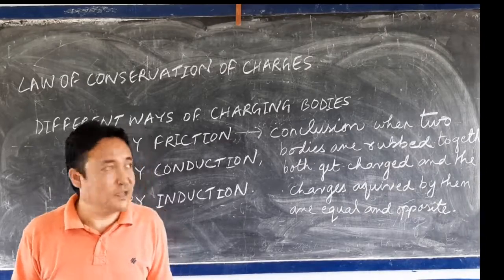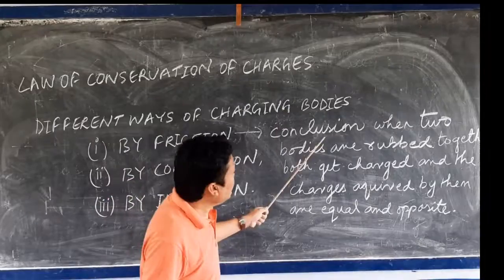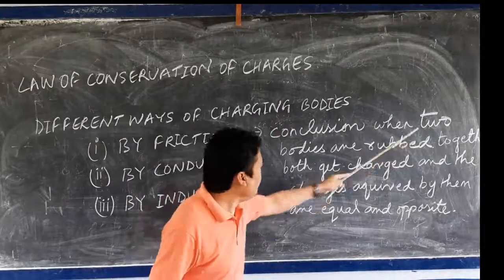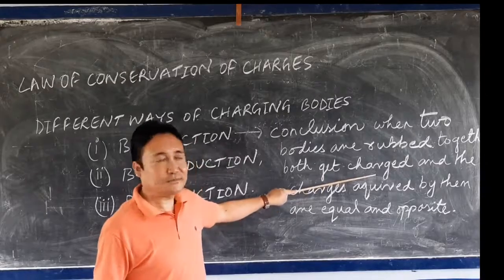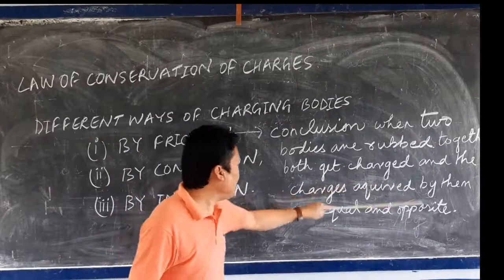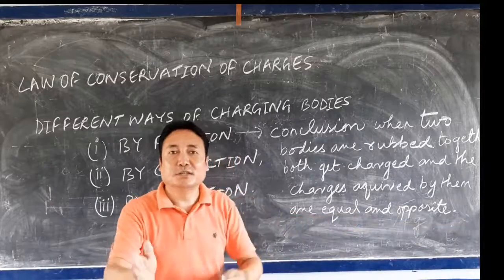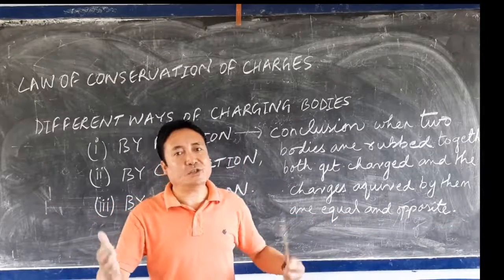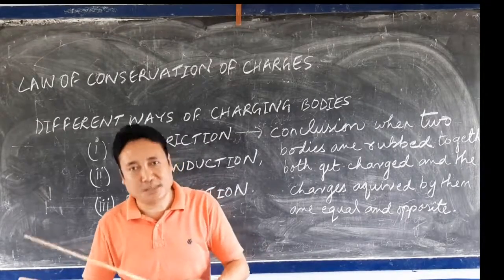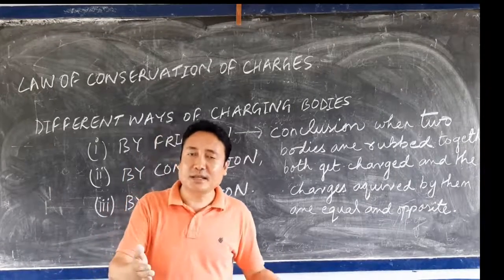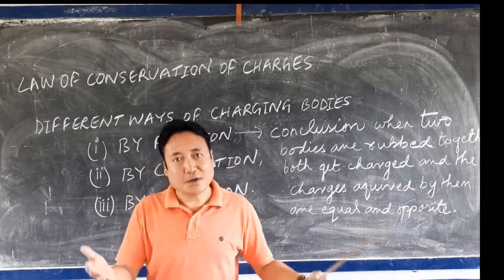Understood? So they behave as a charged body. So therefore, finally the conclusion comes here that when two bodies are rubbed together, both of them get charged, and the charges acquired by them are equal and opposite. When the two bodies are considered together, they behave as an uncharged body. But when they are charged separately, they behave as a charged body, and that charge is equal and opposite.